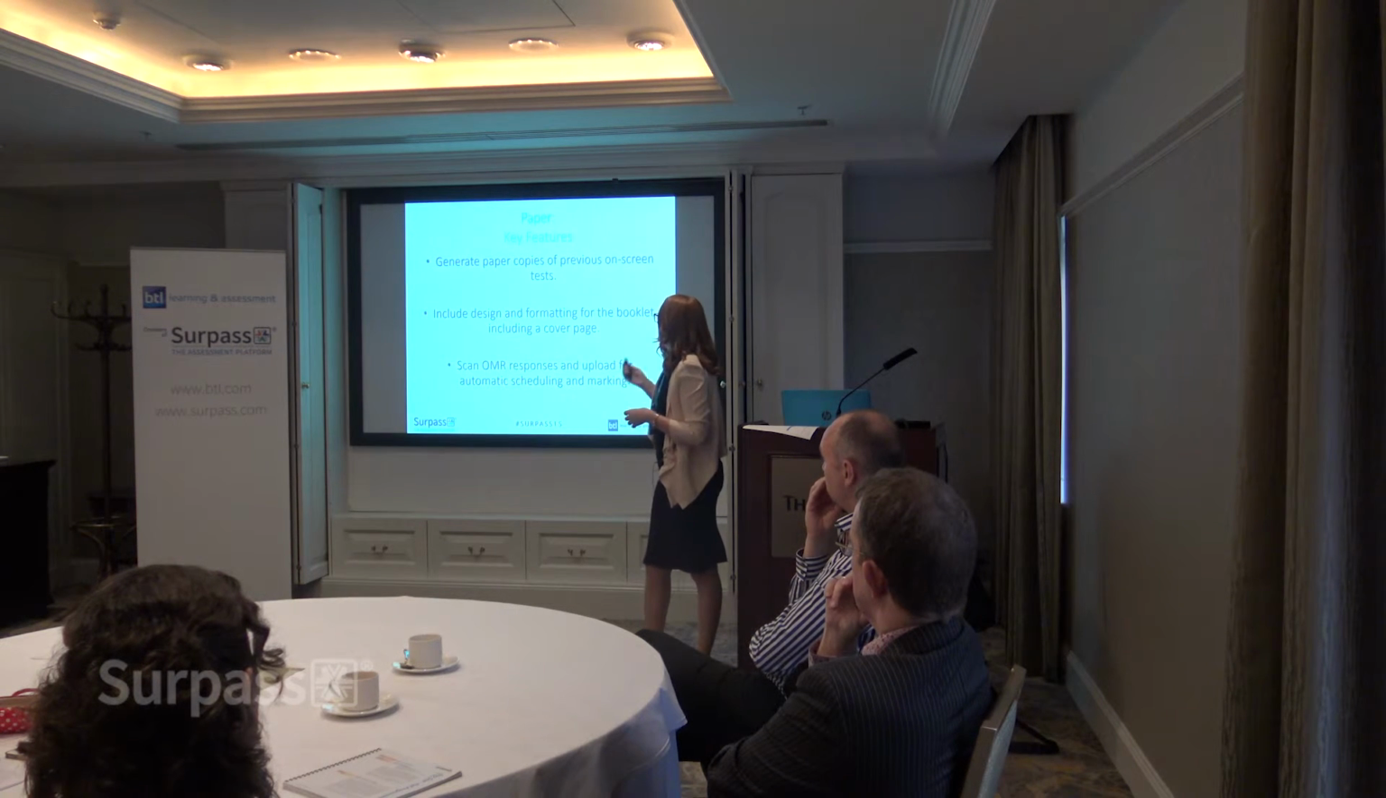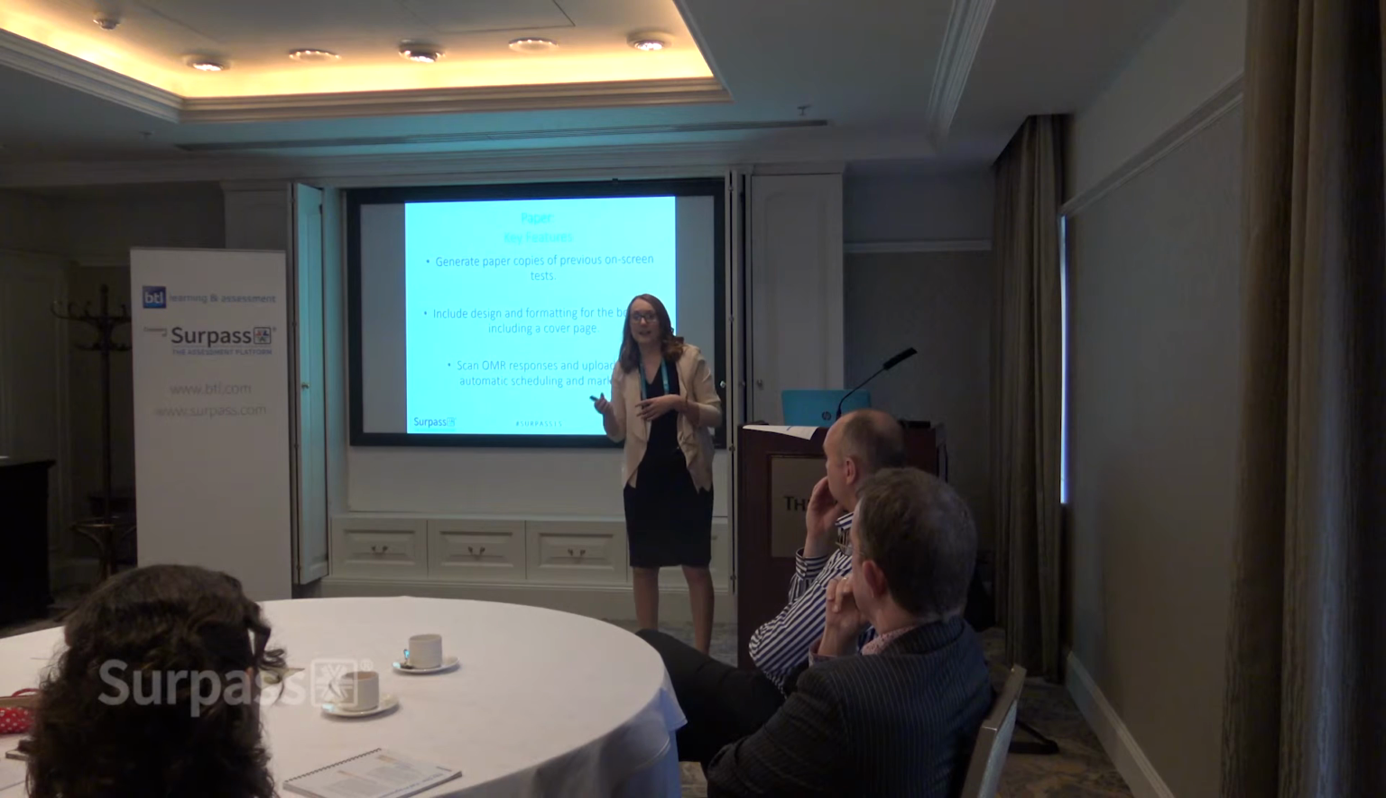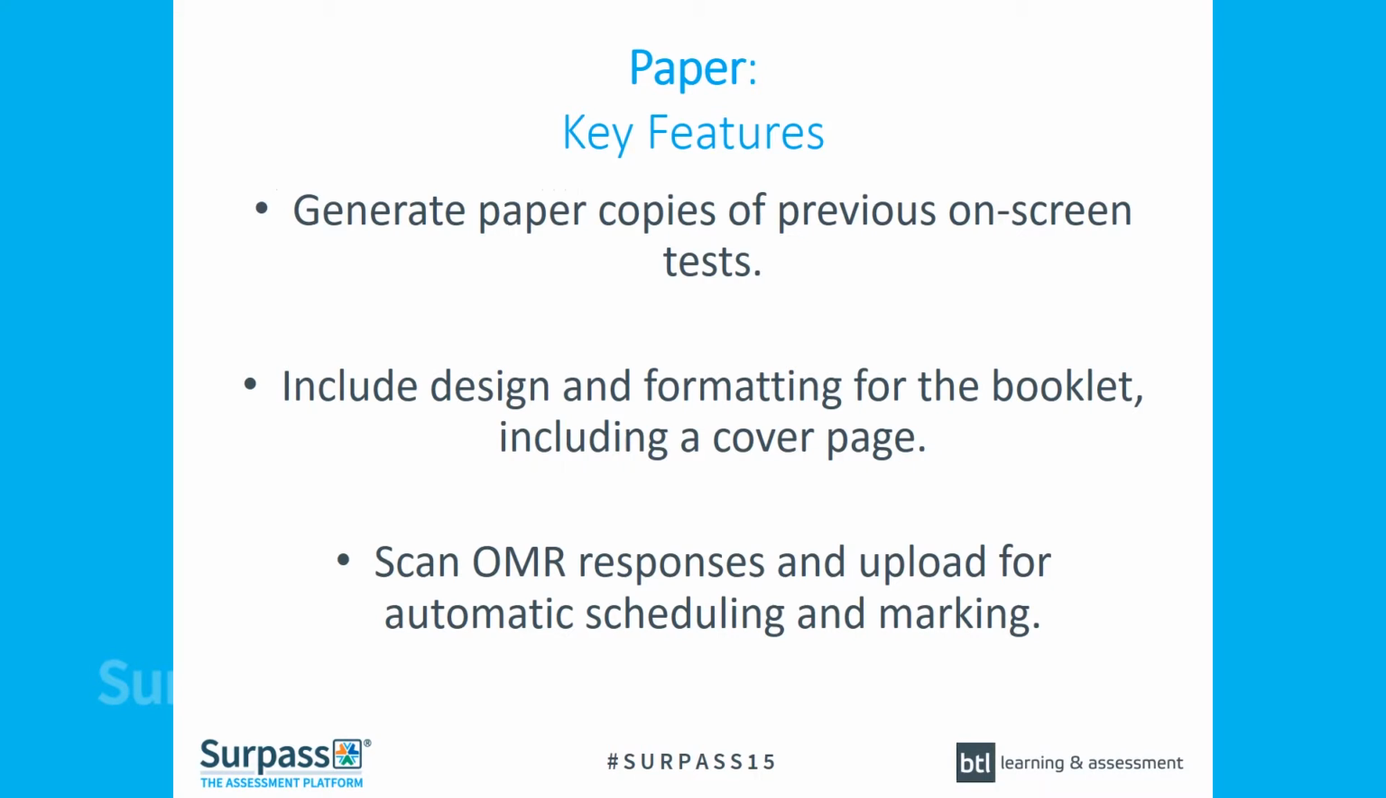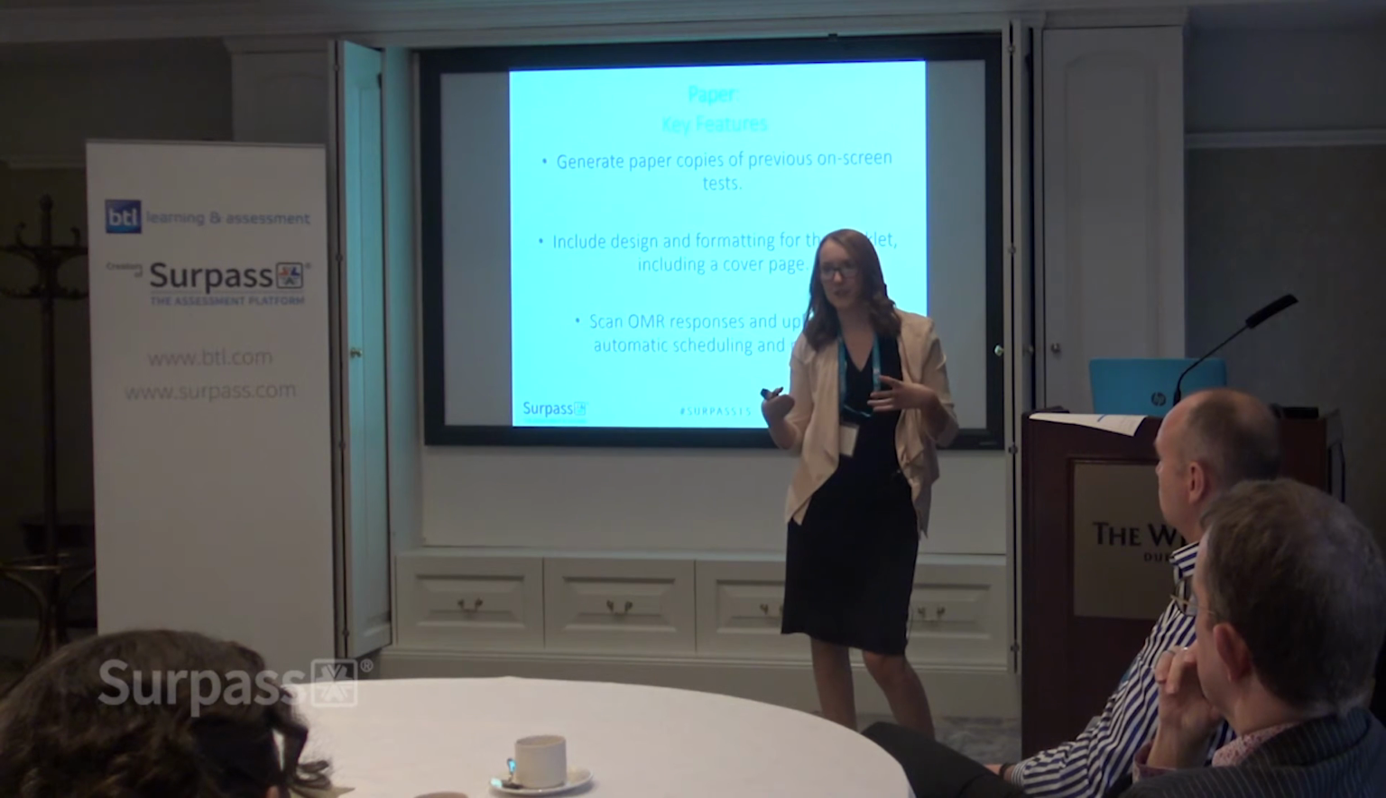So some features of paper authoring. One of the new things you can do now is get out a paper copy of an on-screen test that you've created. So you don't have to author it specifically for paper. The other one is being able to include design and formatting. So those of you who use Content Producer, I can see a couple. I'm sure you'll be familiar with the wrestling with templates to get them into the right place, but you can use the upload of a cover page to define all the formatting of the question booklet.